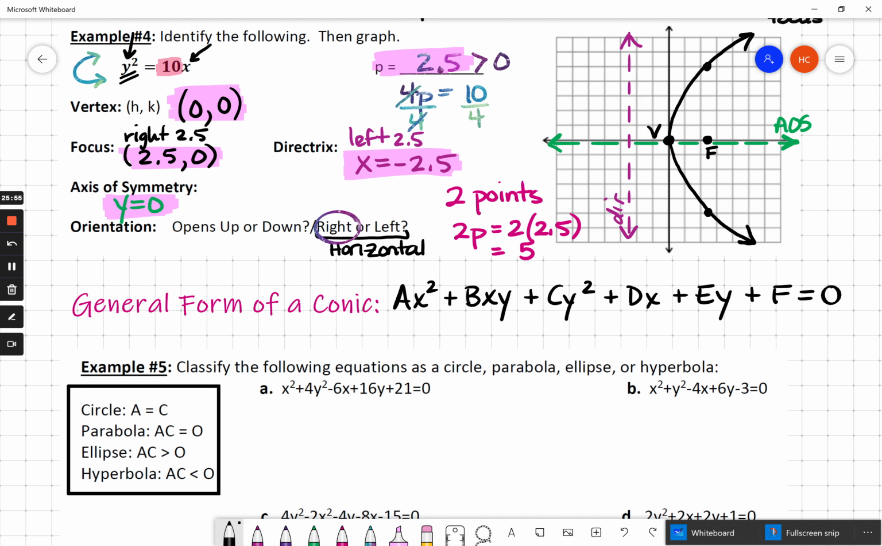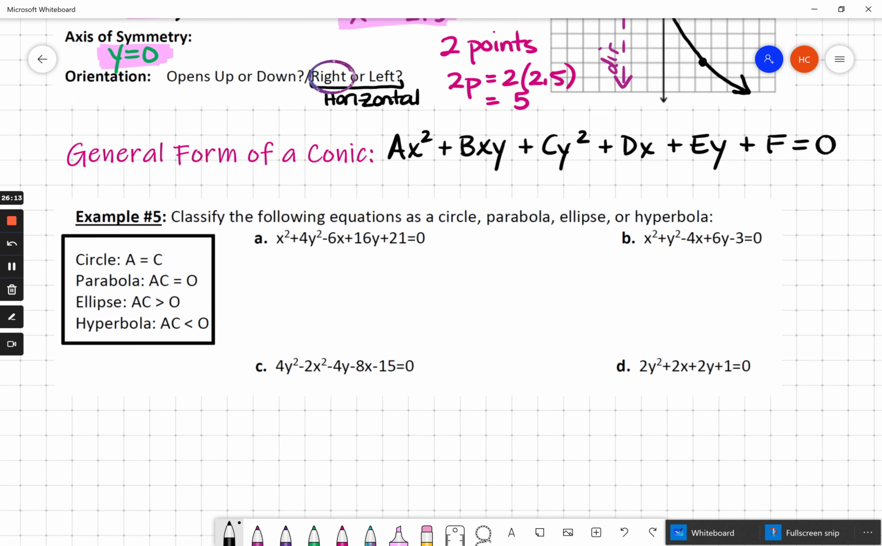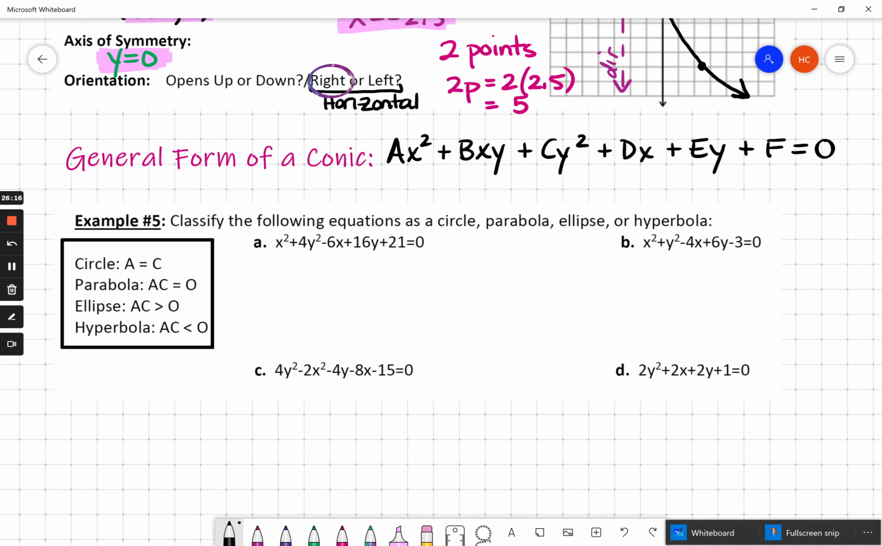So many times a conic will not be given in standard form, as you have been seeing in the examples for all the conics that we have covered in this unit. Sometimes they'll give it to us in general form. And when they give it to us in general form, it is a lot more difficult to decipher what conic it is. So we have here in this little chart a system we can use to help us determine or classify a general form of a conic as being a circle, a parabola, ellipse, or a hyperbola.